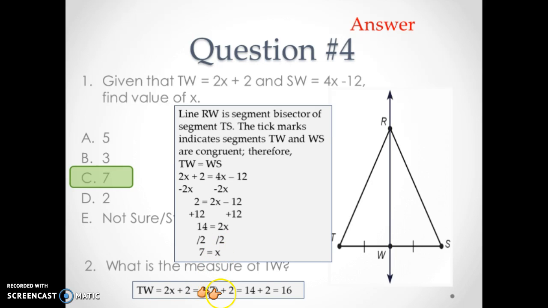7 replaces the x. 12 plus 2 is 14. Sorry, 14 plus 2 is 16. So the measure of this would be 16 units. So if TW is 16 units, so is WS. And again, if you put in 7 here, 4 times 7 is 28 minus 12 is also 16.